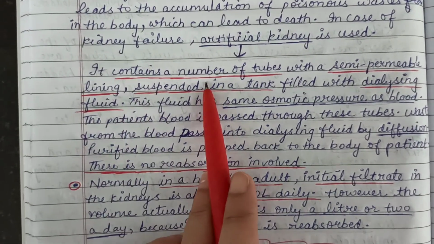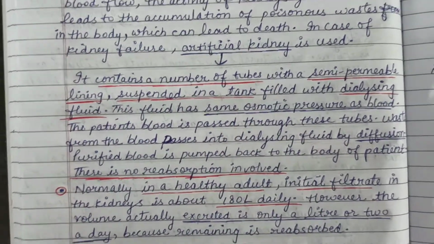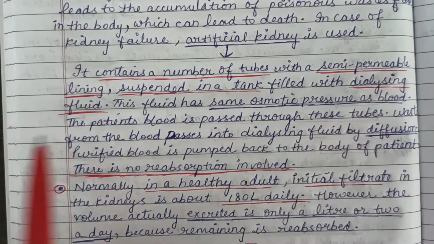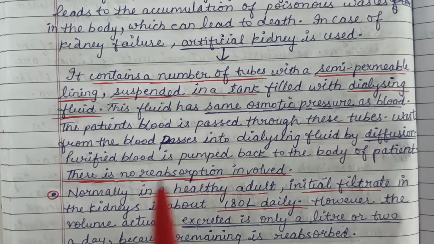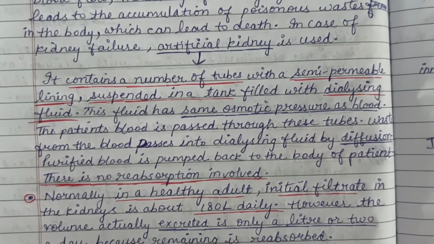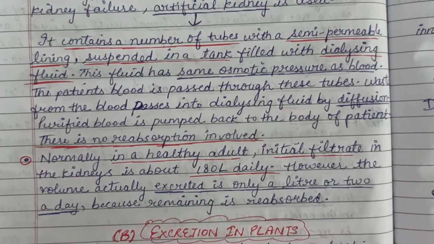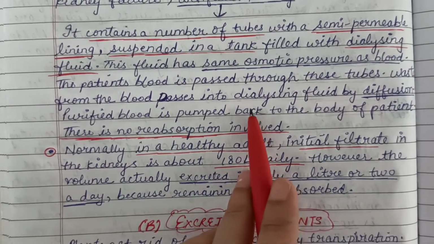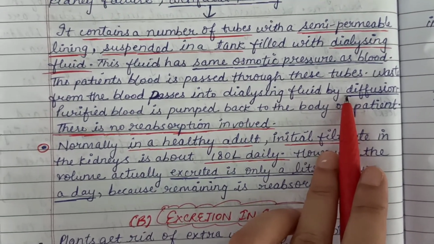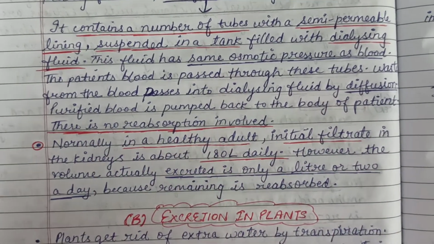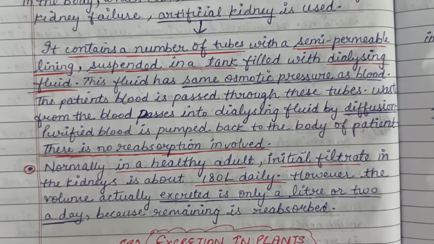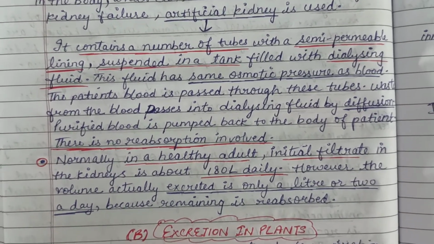It contains a number of tubes with a semi-permeable lining suspended in a tank filled with dialysing fluid. This fluid has the same osmotic pressure as blood. The patient's blood is taken through these tubes. Waste from the blood passes into the dialysing fluid by diffusion. Then the purified blood is pumped back to the body of the patient, and there is no reabsorption involved.